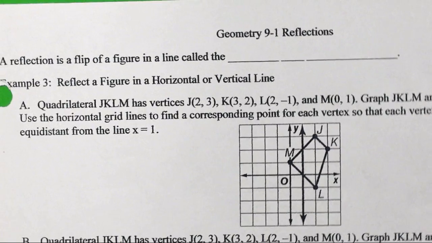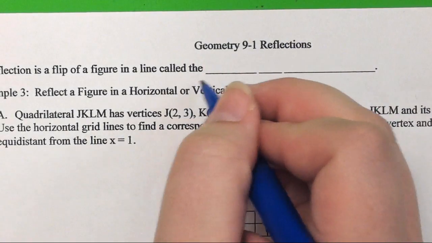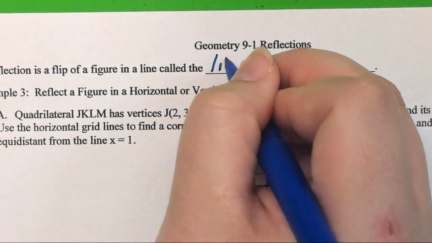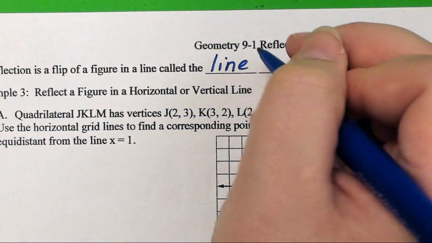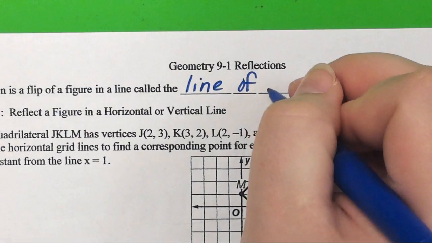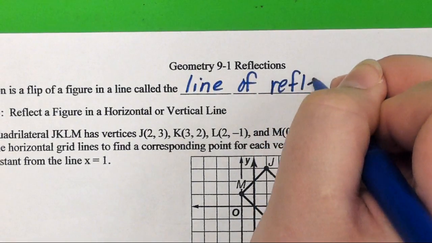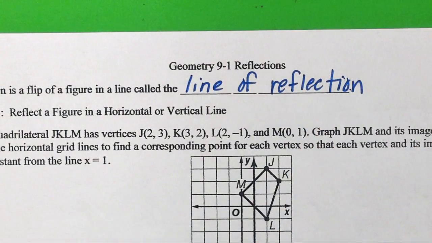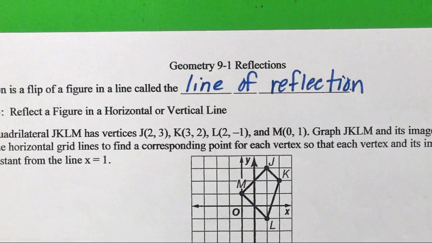Okay, what do you think it's called? It says a reflection is a flip of a figure in a line called the, what do you think that line is called? It's called line, and then of. Any guesses on that? Yeah, Junior, that's the third word. Line of reflection. It's a real original name. They spent a lot of time thinking of that one. Okay, all that means is that we could draw a line, and that's what the figure is reflected over.